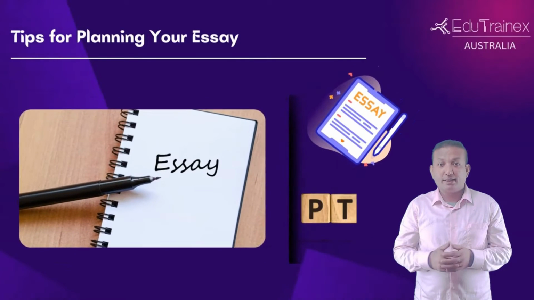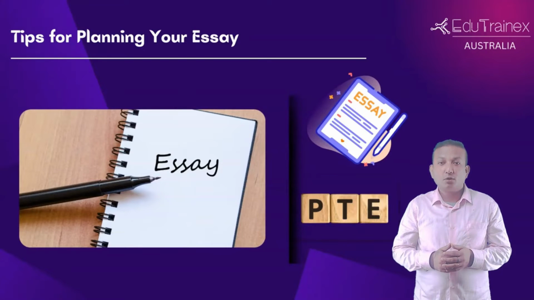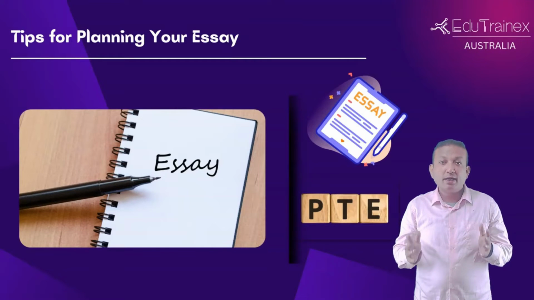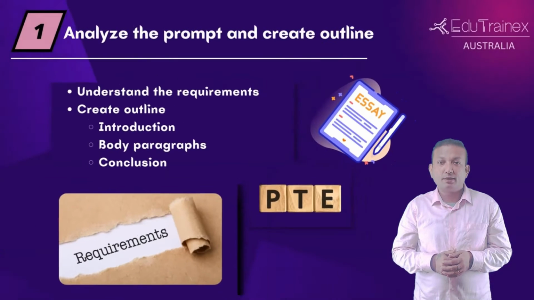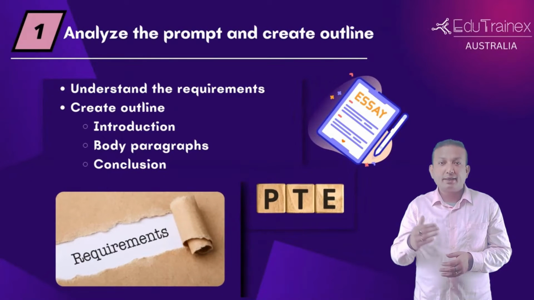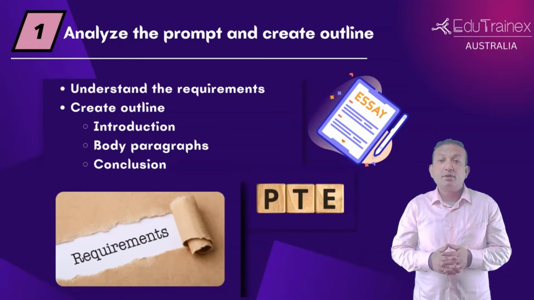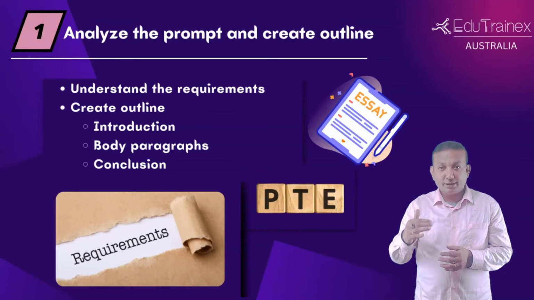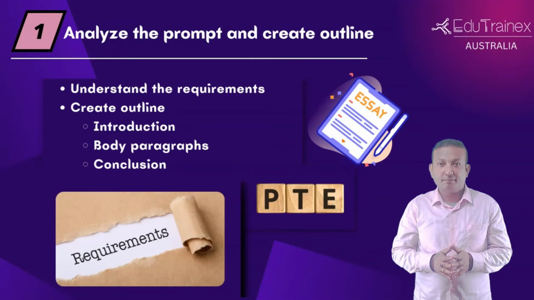Talking about planning your essay. Planning plays a crucial role in organizing your thoughts and ensuring a coherent and well-structured essay. Here are some tips to help you plan effectively. Tip number 1. Analyze the prompt and create an outline. Start by analyzing the prompt and understanding its requirements. Then, create a brief outline that includes the introduction, body paragraphs, and the conclusion. This will serve as a roadmap for your essay.